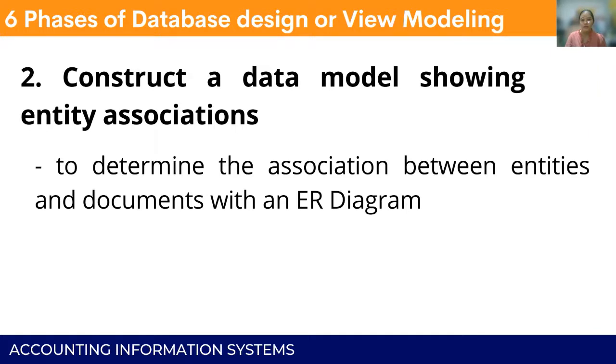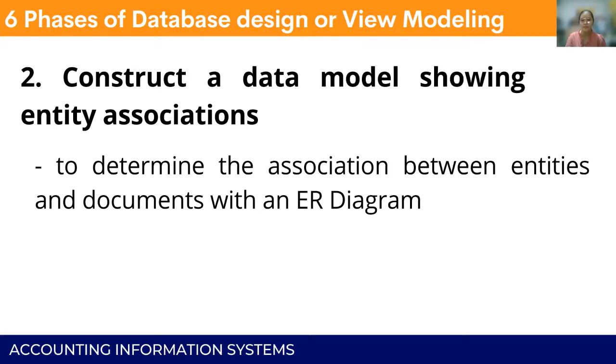In constructing a data model showing entities and associations, the second step in view modeling is to determine the association between entities and documents with an entity relationship diagram, or ER diagram. For example, the normal association between a customer entity and a sales order entity is one-to-many. This means that one customer may place many orders during the sales period.